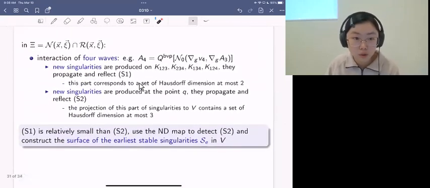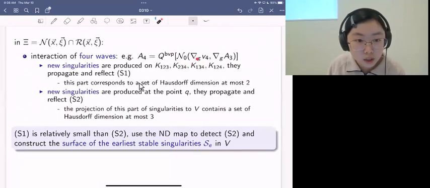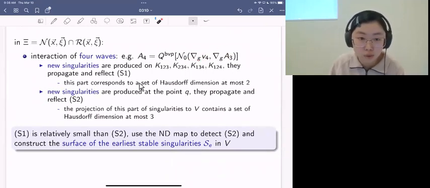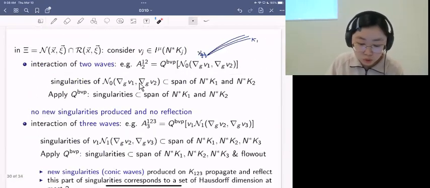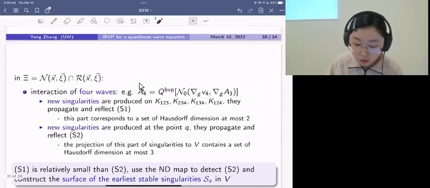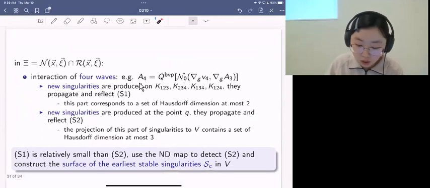If we consider the interaction of four waves, for example, this term, first we need to analyze the product of a conormal distribution with a distribution which might have reflection on the boundary. But since the distribution A2 does not have the reflection part, even though we have the reflection part for A3, it's still analyzable. And it turns out, for these terms, we only have two parts of new singularities.